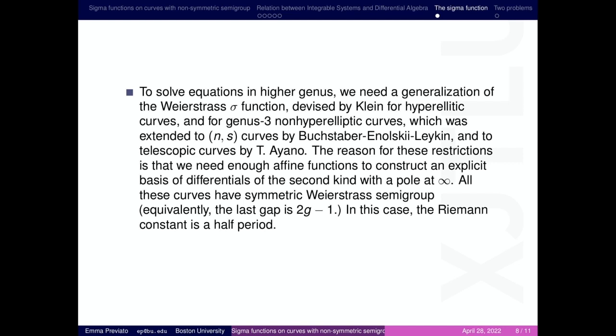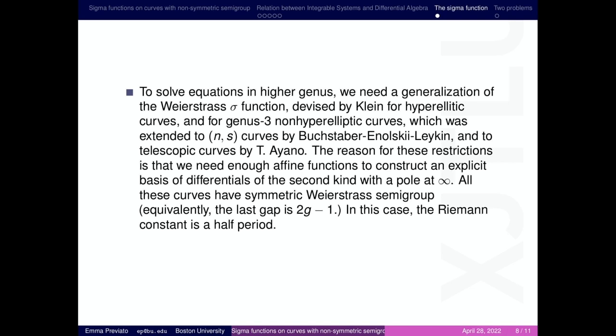Now, how do you go to curves of higher genus? This was just, remember, the Korteweg de Vries equation in the case of the simplest soliton, one soliton. But to go to n solitons, you need higher genus curves. So we need a generalization of the Weierstrass sigma function. Sigma in genus 1 is such that the second logarithmic derivative of sigma is the Weierstrass P function. So we go back, we integrate twice, and then Klein came up with the generalization for hyperelliptic curves, and one other type of curve, non-hyperelliptic, but only genus 3.